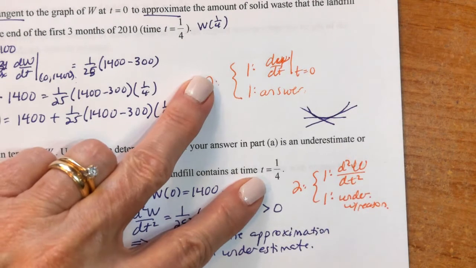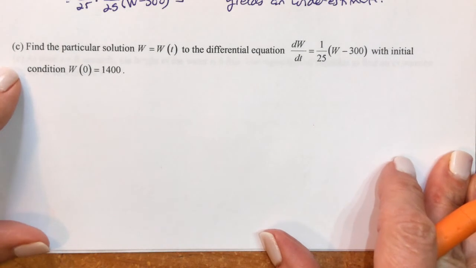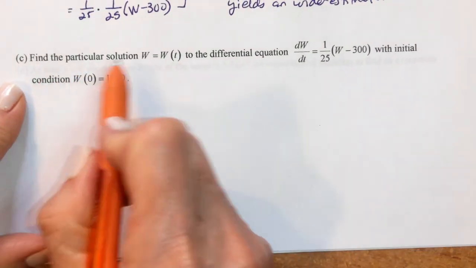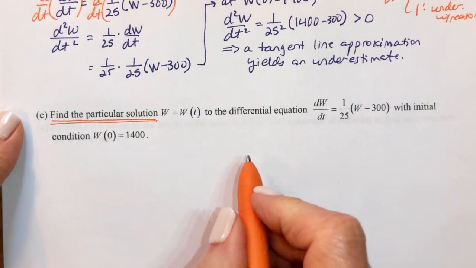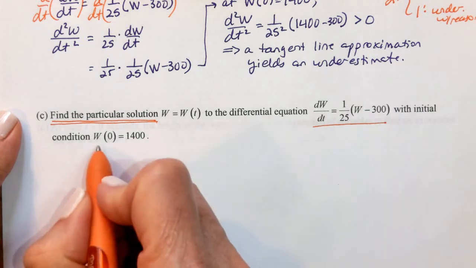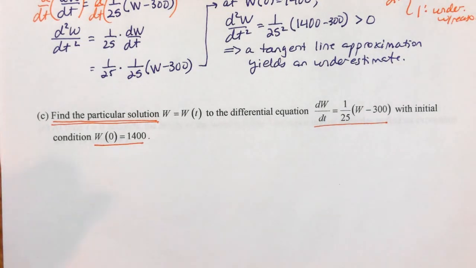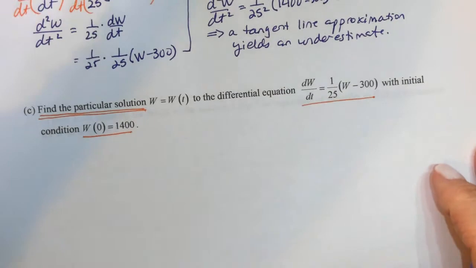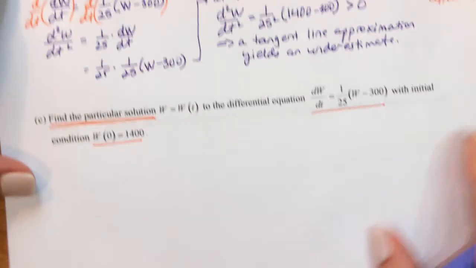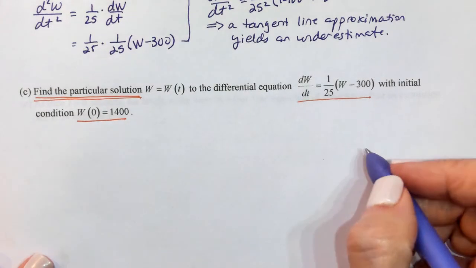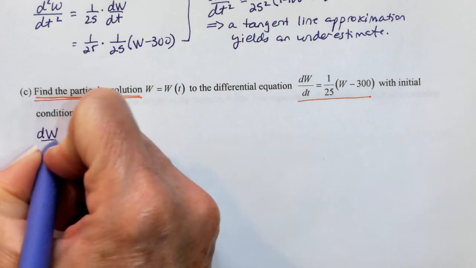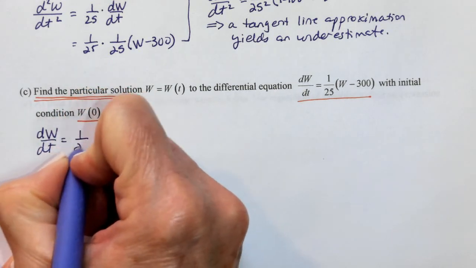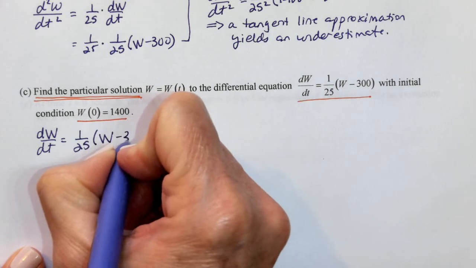So far only 2 points out of the 9 have been awarded, so that means we're going to have 5 points for this part. Find the particular solution. These are always worth big points. Find the particular solution to this differential equation with initial condition given. So big points here, and that's good because I know this is something you can do. And our mantra here is separate and integrate. Separate and integrate. So dw dt is 1/25 (W minus 300).